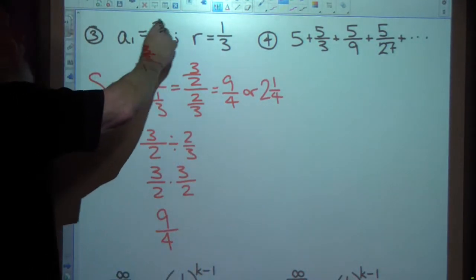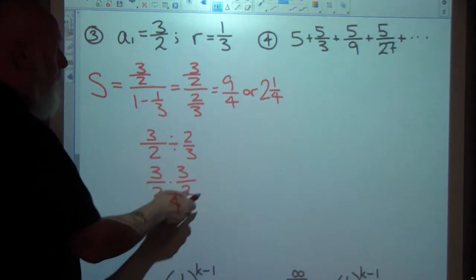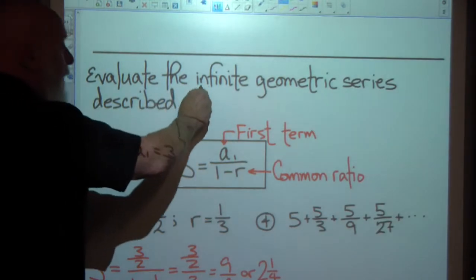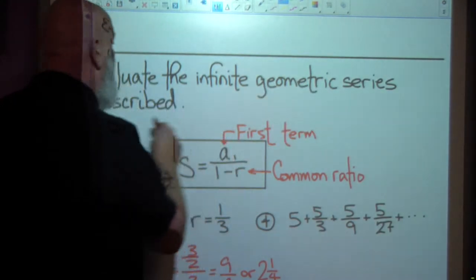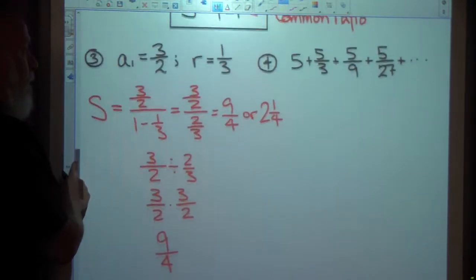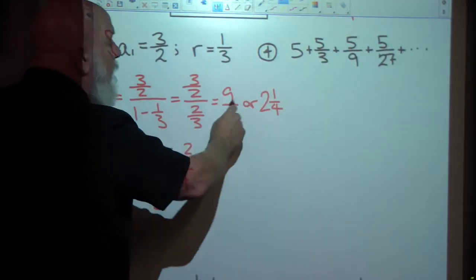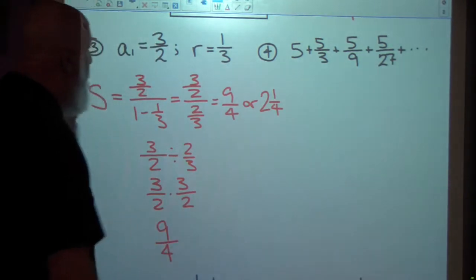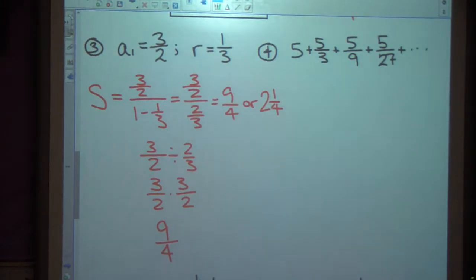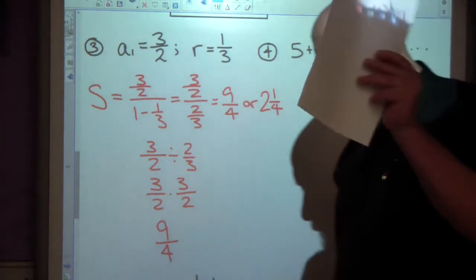This infinite geometric sum converges because they're telling us it's an infinite geometric series, and we can evaluate it, so we know that it will converge. And it converges to 9/4 or 2 1/4. I'm going to check my answer and see if I got that right. 9/4, yay, I found it right here.